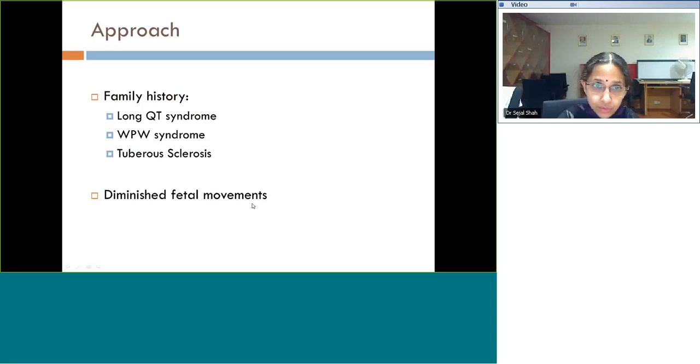So how do we approach whenever we are faced with a situation where any rhythm irregularity is suspected? This is one of the indications where, during an anomaly scan, something abnormal in the rhythm is suspected, and then we come across a situation where we have to understand the structure and also understand what to do with the rhythm. The most important first step is history. Check for family history of any long QT, WPW syndrome, or tuberous sclerosis in previous siblings, and ask for any abnormal fetal movements, diminished fetal movements.